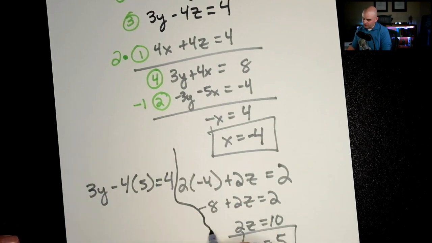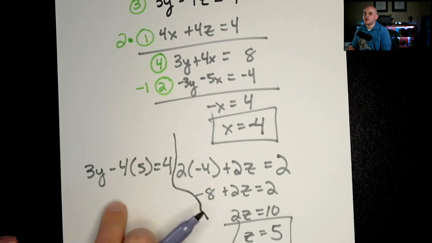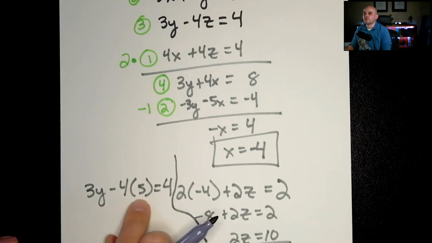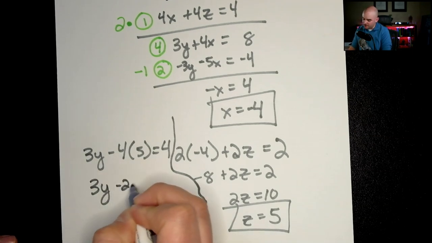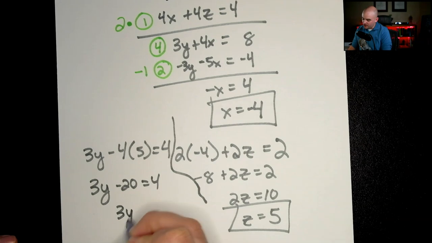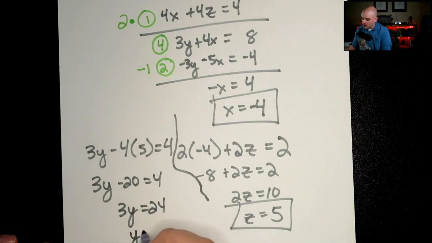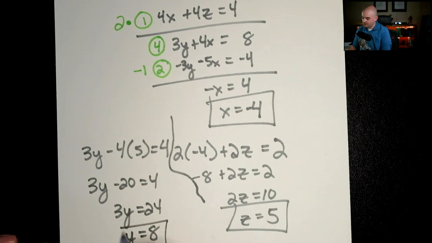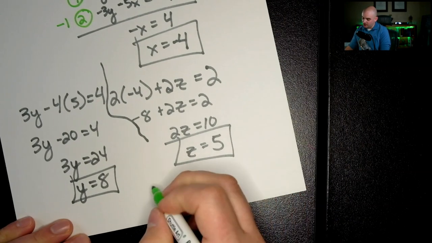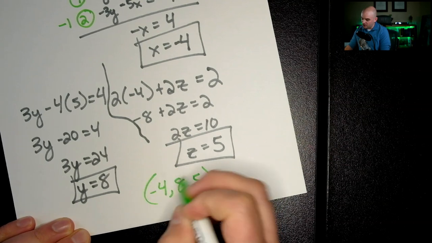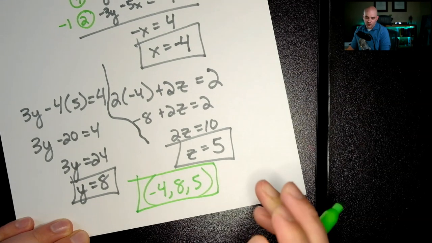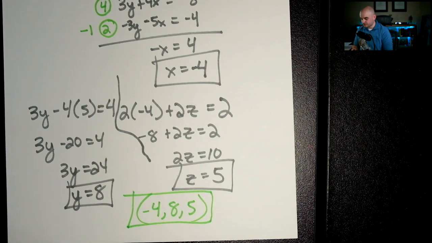Draw a line there if your work needs to not run into something else. So 3y minus 4 times 5 equals 4. This is 3y minus 20 equals 4. Or 3y equals 24, y equals 8. And so what we end up with is, let's write it out as an ordered triplet. The x comes first, and then the y, and then the z in alphabetical order there. -4, 8, and 5.